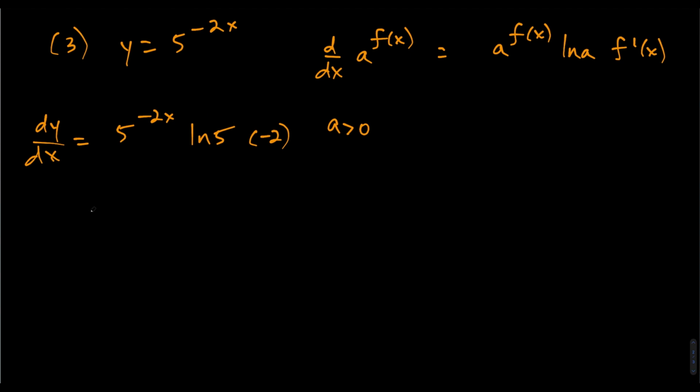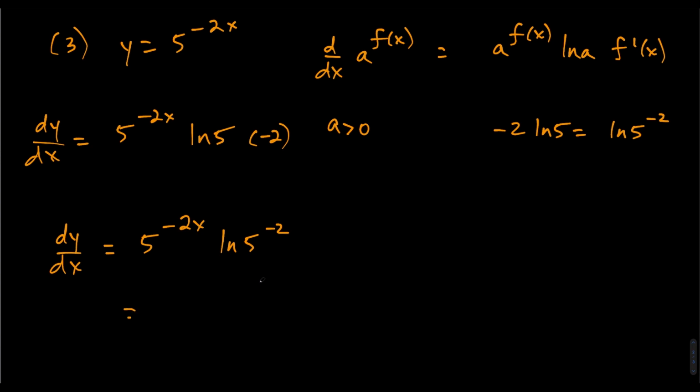You could leave your answer like this, but if you want to combine stuff, what you could do is take 5 to the negative 2x, and the negative 2 times natural log 5, I think of negative 2 natural log 5. I could send that back in as an exponent and make this 5 to the negative 2. So then I have natural log of 5 to the negative second.